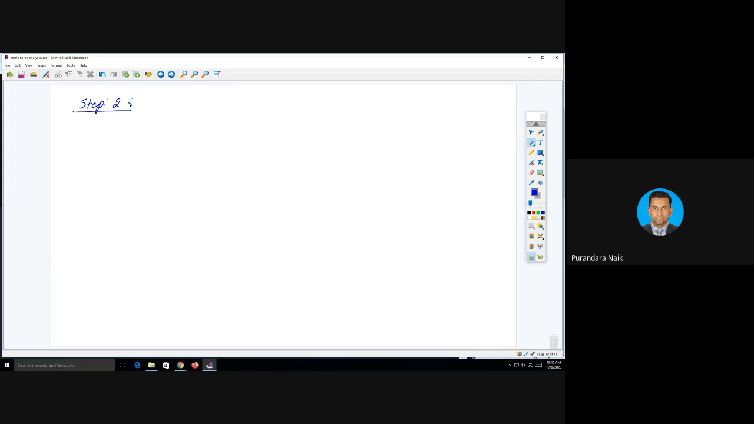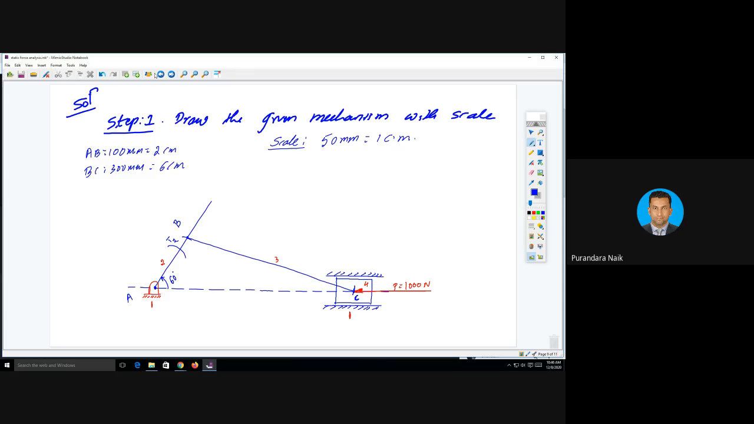Next, step 2, free body diagram. Now what we are going to do is open all the links and show the forces on each and every link. Let us consider the first body, link number 2. Link number 1 cannot be shown because it is a fixed link. It cannot take any particular dimensions. It is the body of the engine, so forget about link number 1.